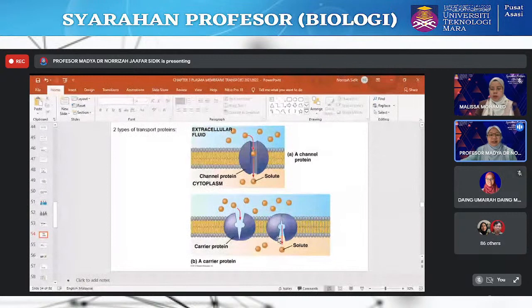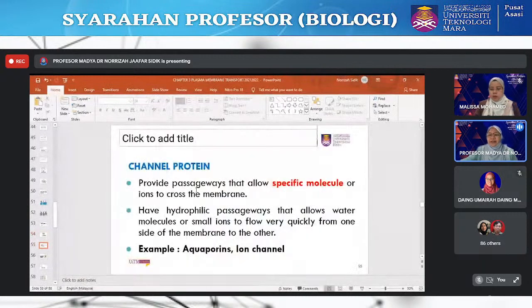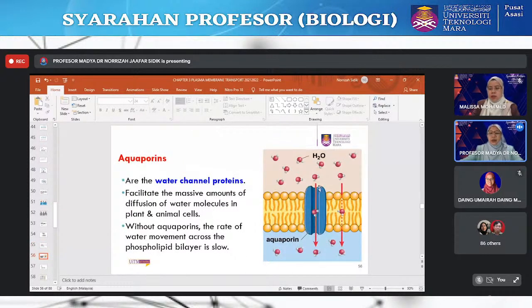Channel proteins are a passageway that allows specific molecules or ions to cross the membrane. They are a hydrophilic passageway that allows water molecules or small ions to flow very quickly from one side of the membrane to another, for example aquaporins or ion channels. These are the aquaporins, and you can see the water molecules here. Aquaporins are water channel proteins. They facilitate massive amounts of diffusion of water molecules in plant and animal cells. If there is no aquaporin, the rate of water movement across the phospholipid bilayer is very slow.